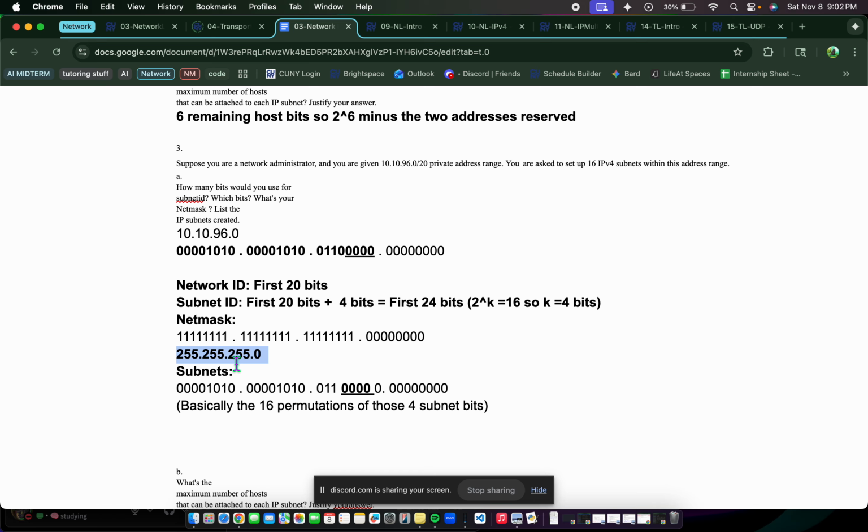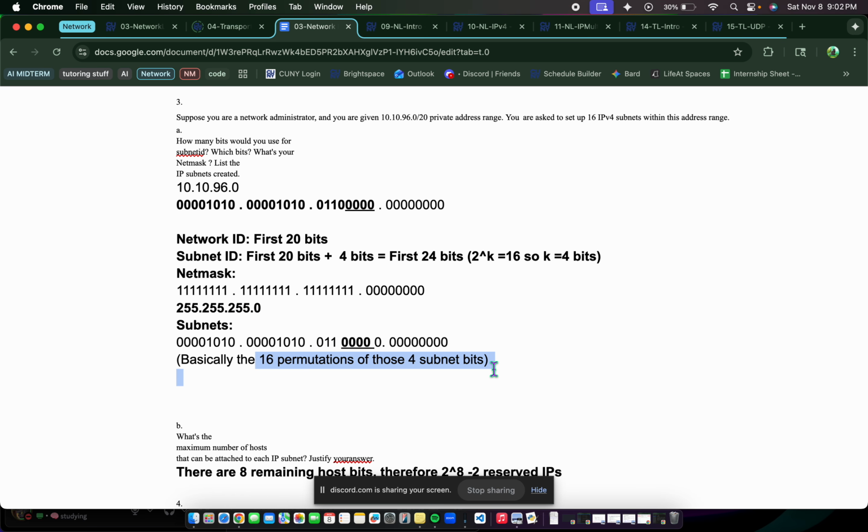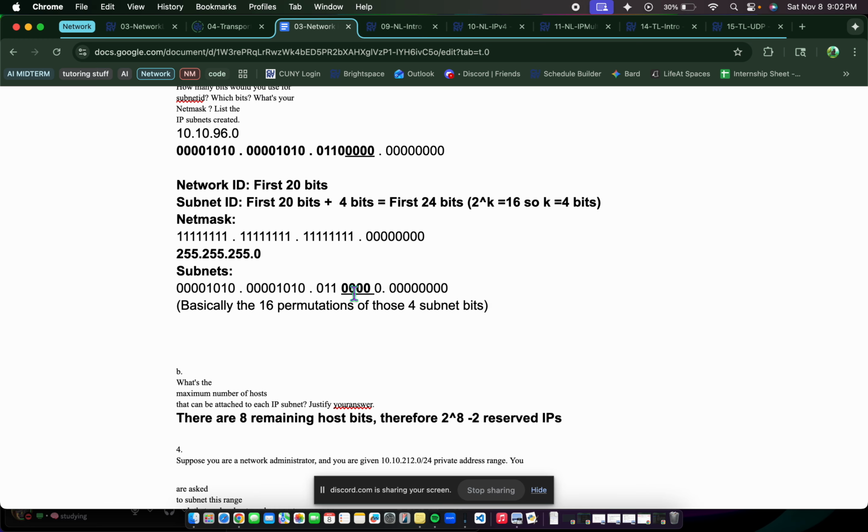So to compute the subnets themselves, I was literally not going to do the 16 permutations. I was not in the mood to write them out, but you could kind of see how the last one was. You could just write them out: 0, 0, 0, 0, 0, 0, 0, 1, 0, 0, 1, 0, you get the picture. You could just write out every combination between them. It's just these 4 bits that are going to be changing, and then converting them back to decimal.